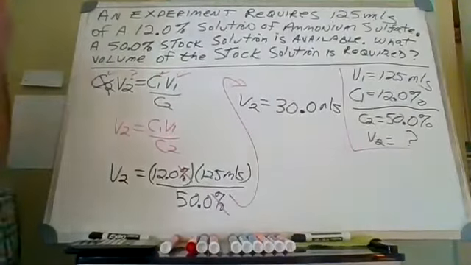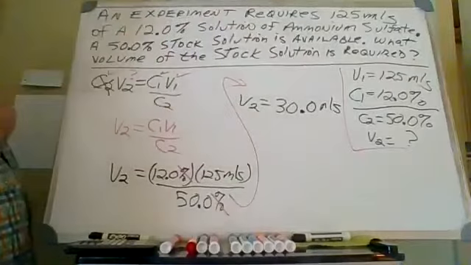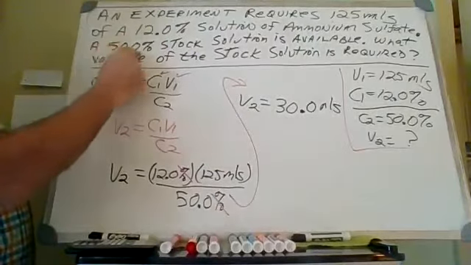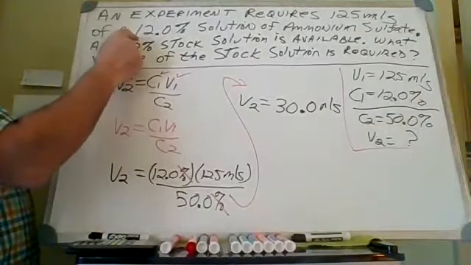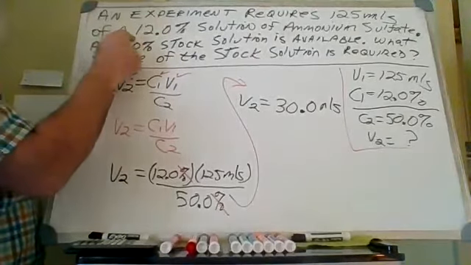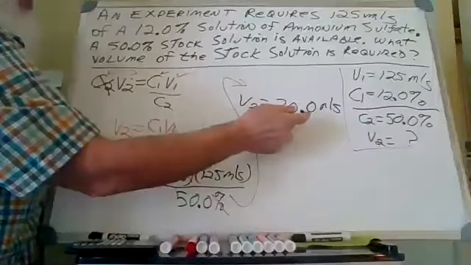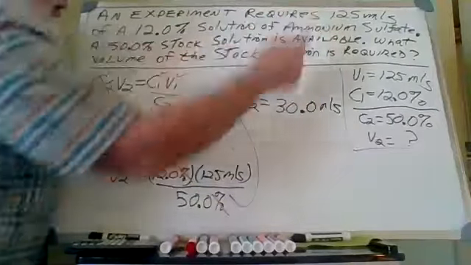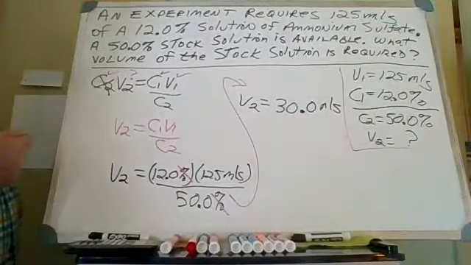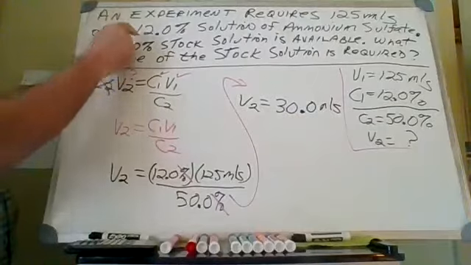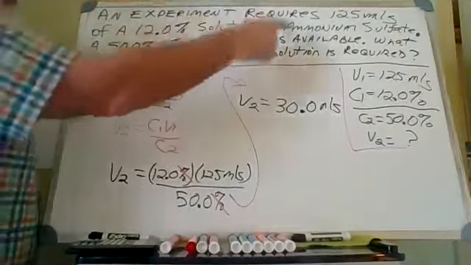Let's take a look here. I need 12% and 125. I have the 50% stock, so this is roughly a little less than a third. So my volume should be somewhere between a third and a quarter of the final volume. Actually, this is 4 times: 12 times 4 is 48. So it should be about a quarter, and it is.